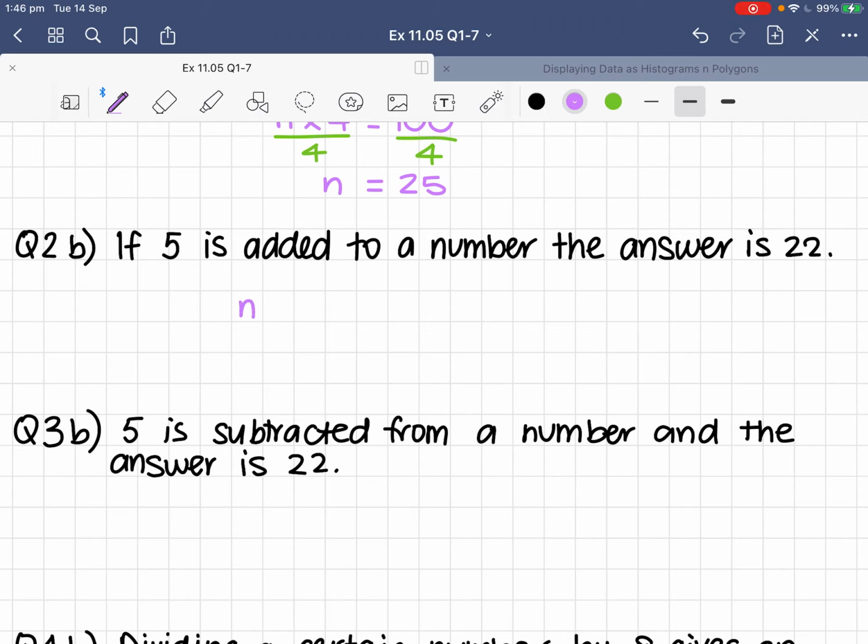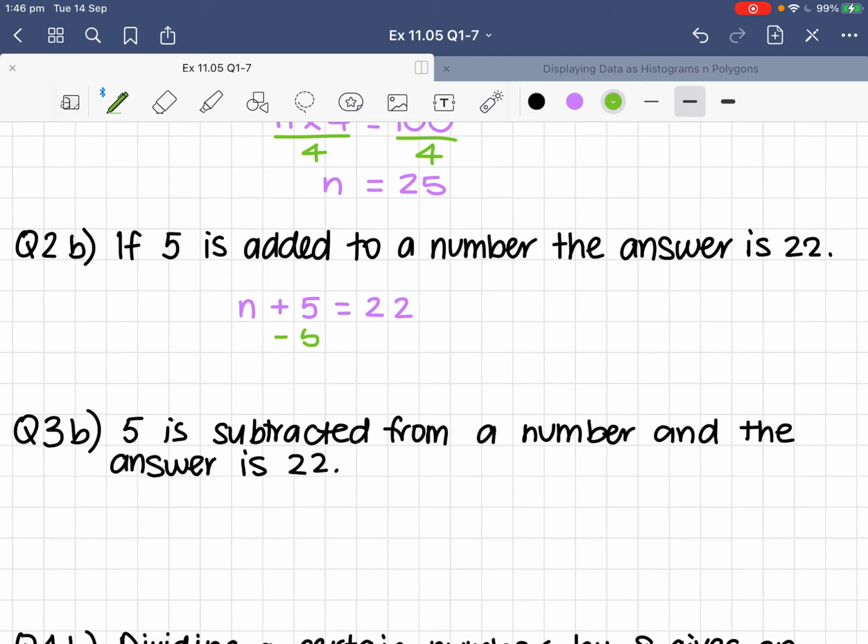For question 2B, we have 5 is added to a number, the answer is 22. So we have our number, and we're going to let our number equal n again. You can let it equal any pronumeral that you want, a, x, b, m, anything, but I'm just going to do n for number. And we are adding 5 to this number, so n plus 5, and the answer is 22, so it equals 22.